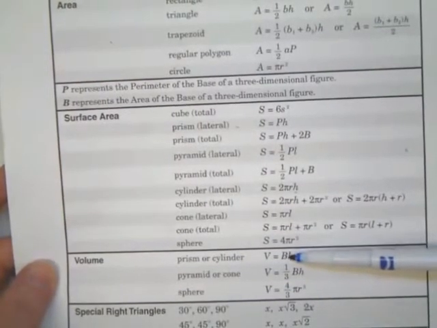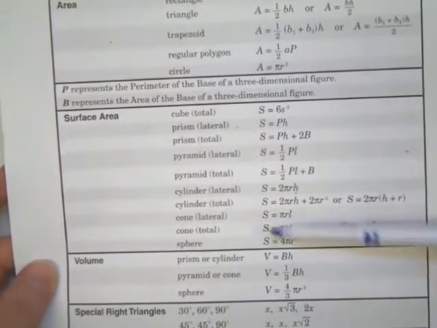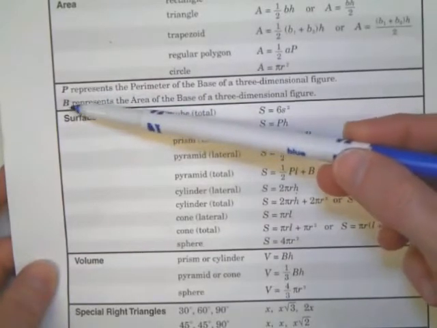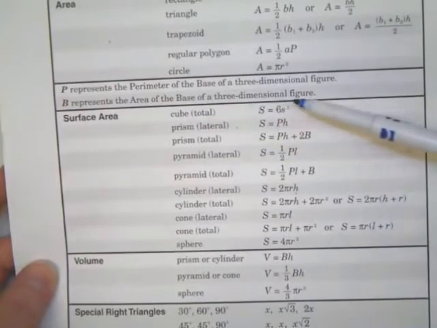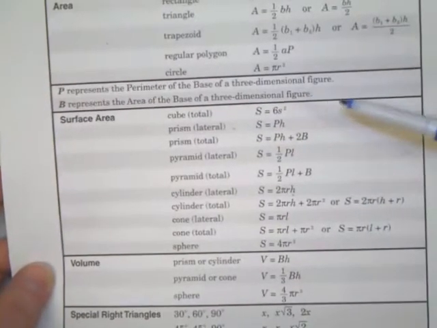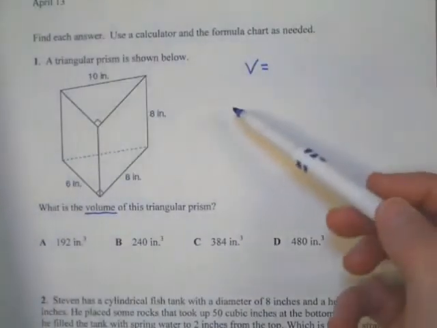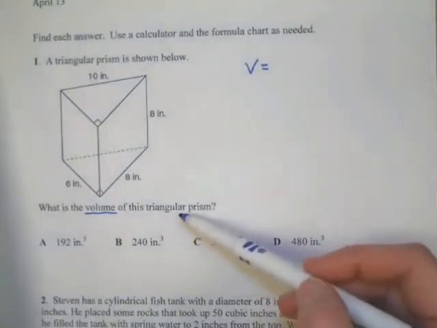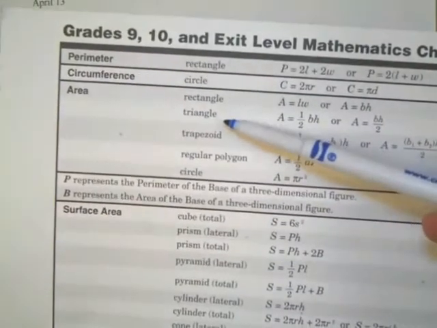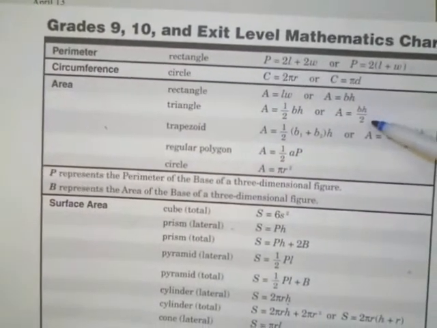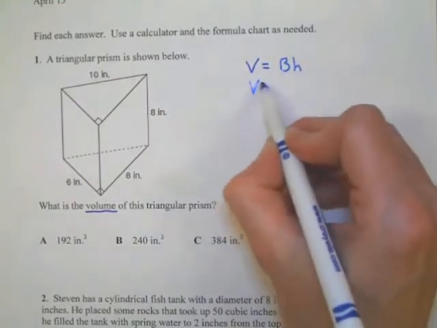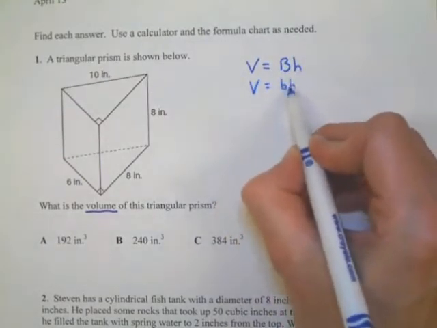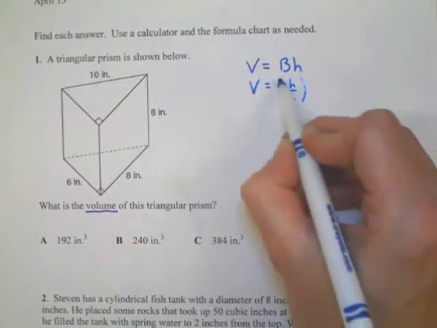Now when I see that capital B right there, I can look up here and be reminded that the capital B represents the area of the base of a three-dimensional figure. And I know that a prism is named by its base, so since it's a triangular prism, I'm going to need the area of a triangle as well, which is base times height divided by 2. My formula for a triangular prism is base times height divided by 2, times the height of the prism.